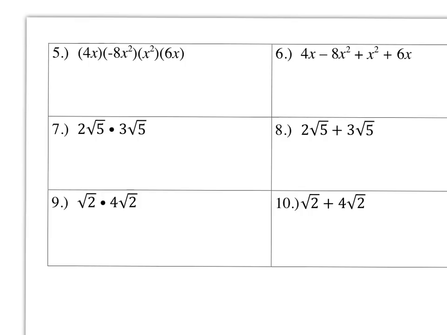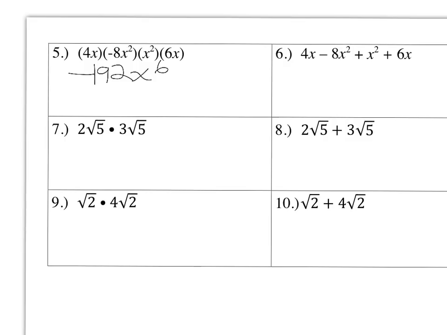Number 5, do the same thing with your coefficients since we're multiplying. 4 times negative 8 is negative 32. Negative 32 times 6. That's negative 192. Now multiply your x's. Remember, you can add your powers. So when we add all those exponents up there, 1 plus 2 plus 2 plus 1, that gives me x to the 6th. All I was doing there was multiplying, adding the 1 plus 2 plus 2 plus 1. That's where I got the 6 from. So the answer is negative 192, x to the 6th.